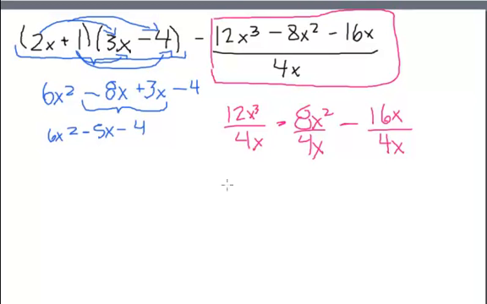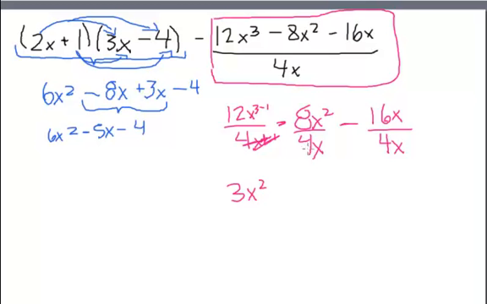Okay, so let's go through each term by itself. 12 divided by 4, that's 3. And then I have an x to the 3 and an x to the 1 there. So I'm going to subtract the exponents. Now I have no more x's in the bottom, and 3 minus 1 gives me x to the 2.